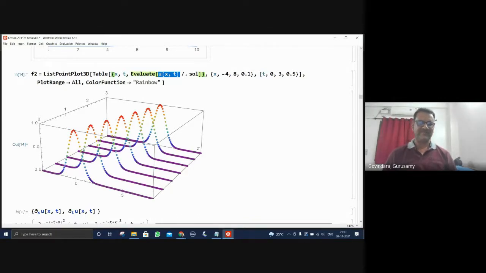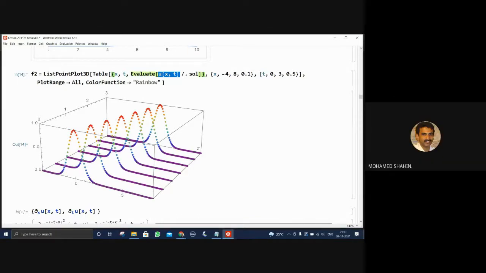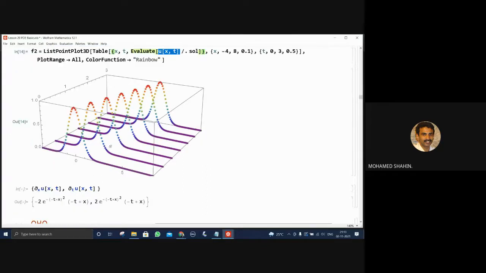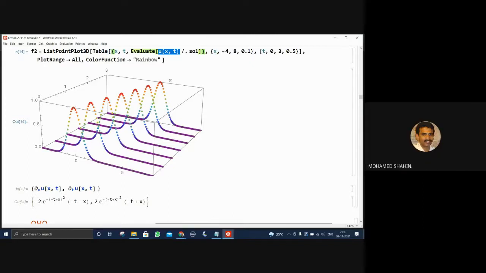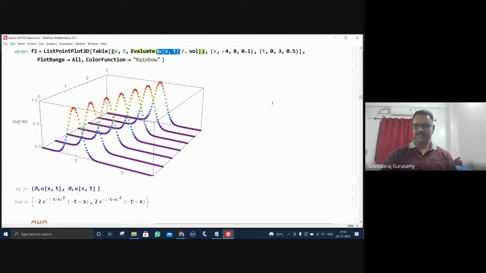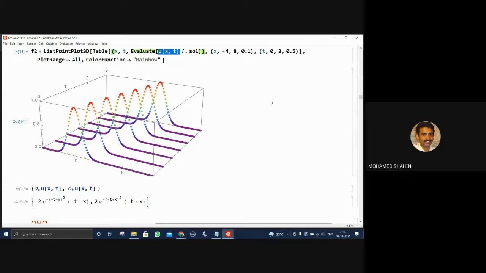Sir, basically, let us consider the peak point. At time zero, at that distance, if I connect them every time, there is going to be a line. For the second curve, the x would be slightly shifted, but the magnitude of u of x,t is the same throughout.